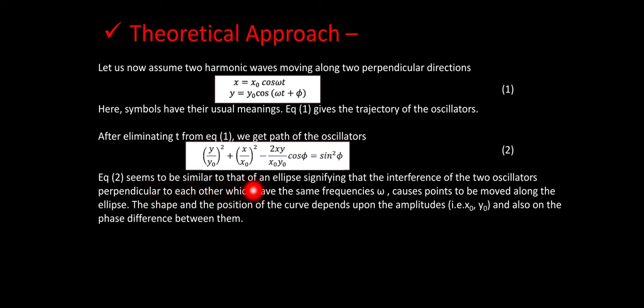Equation 2 seems to be similar to that of an ellipse, signifying the interference of two oscillators perpendicular to each other which have the same frequency. So under this wave, in which manner is the point moved? The point is moved along the ellipse. The shape of the ellipse, or curve, which is given by this equation, depends upon the amplitudes, which are x0 and y0, and the phase difference between these two waves, according to this equation.